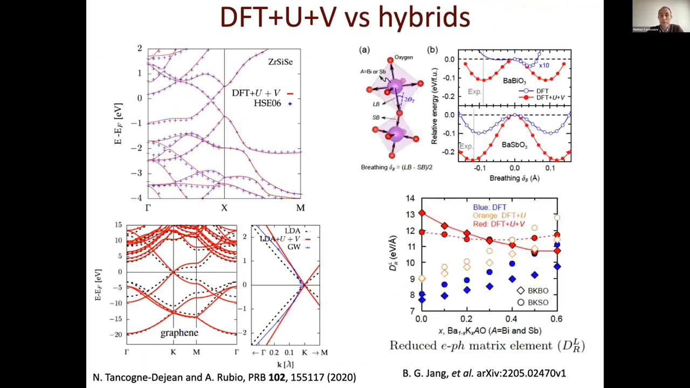In this other paper, they were studying instead the structural distortion of perovskite, studying in particular the electron phonon matrix element, and showing that the use of plus V was required actually to get results in consistency with those of the hybrid functional.